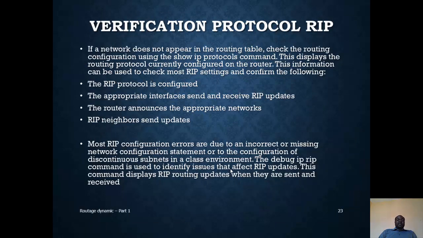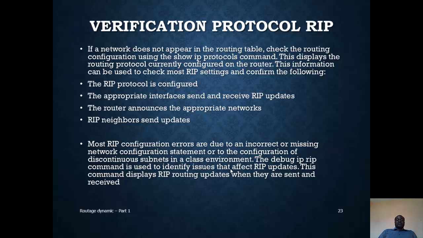And the verification of the protocol in RIP. If a network does not appear in the routing table, check the routing configuration using the show ip protocols command. This displays the routing protocol currently configured on the router. This information can be used to verify most RIP configurations by confirming the following: the RIP protocol is configured, the appropriate interfaces send and receive RIP updates, the router announces the appropriate networks, and RIP neighbors send updates. Most RIP configuration errors are due to an incorrect or missing network statement or to configuration of discontiguous subnets in a classful environment.